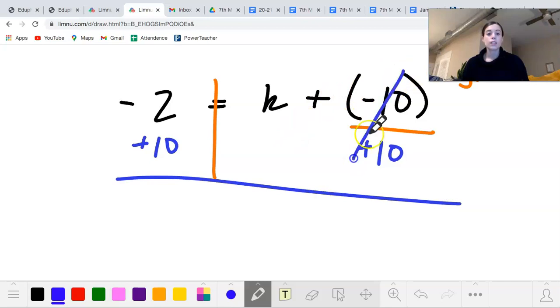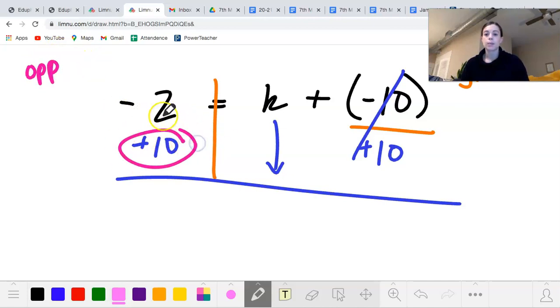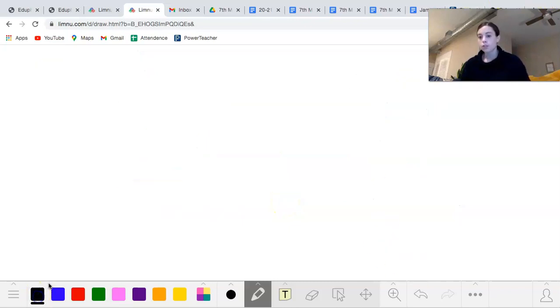Okay? So these 10s cancel. I'm going to bring down my k. And now, negative 2 plus 10. So think about it. These are opposite signs, and we take the sign of the bigger number. So if they're opposite, we subtract. So 10 minus 2 is 8. I take the sign of the bigger number, so it's going to be positive 8 equals k. These are really quick once you identify what's going on. Okay? All right, and we're going to do 2 more.